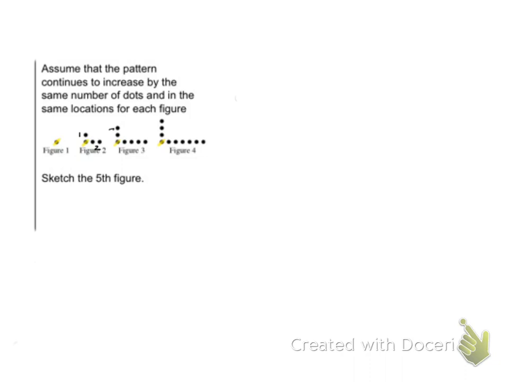Figure 3 now has 2 because again it got 1 taller and it has 4. 2 more have been added to the bottom. Figure 4 is 3 tall and has 6 along the bottom. Therefore, figure 5 has the beginning dot, just as they all did. I'm going to add 2 more to the bottom. So I'm going to have a total of 8. 1, 2, 3, 4, 5, 6, 7, 8.